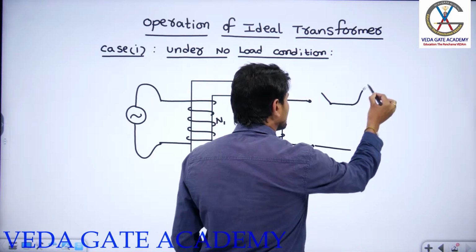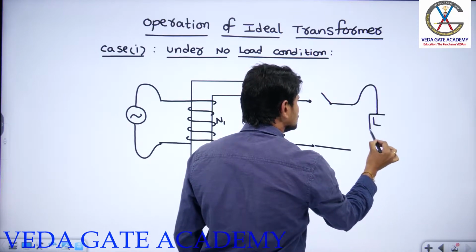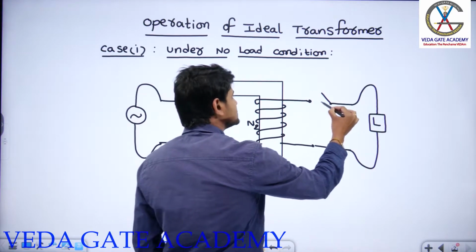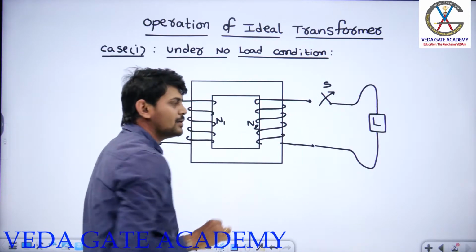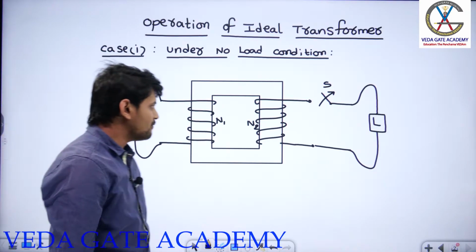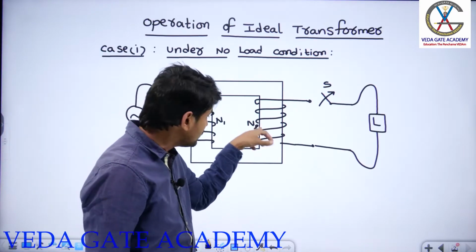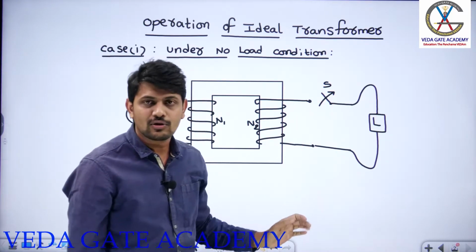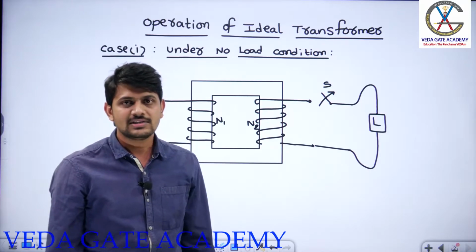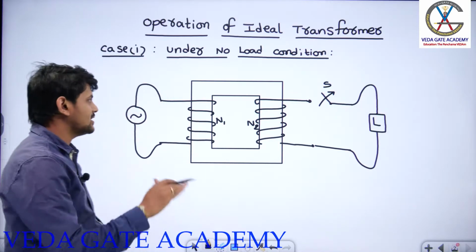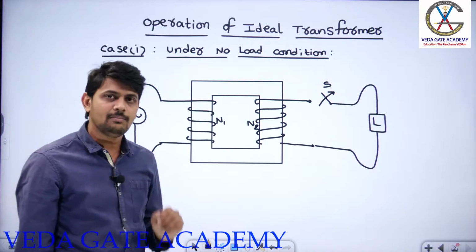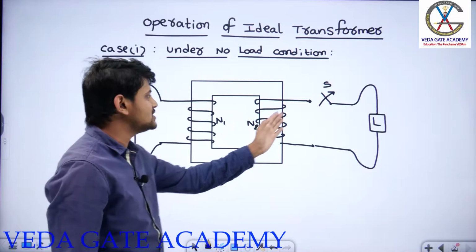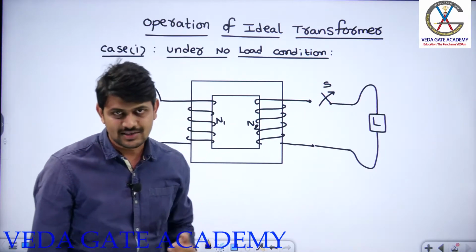Now I am considering a load over here. Let us assume L represents the load. If the switch is open, I can say the transformer is operating under no load condition. The N2 number of turns are connected to the load, so this kind of winding we call the secondary winding. I hope you understand the terminology for the windings. Again, I will quickly repeat: the winding which is connected to the source is called the primary winding, and the other winding which is open or about to be connected to the load is called the secondary winding.